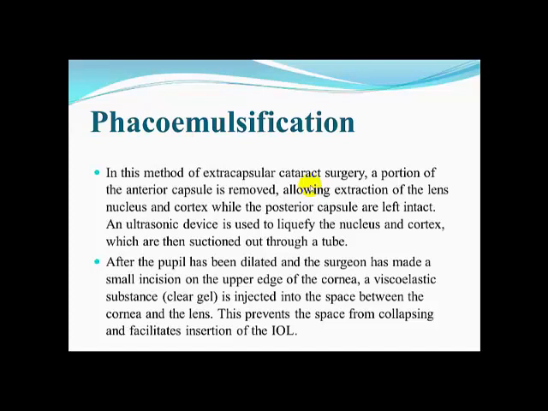through a tube. After the pupil has been dilated and the surgeon has made a small incision on the upper edge of the cornea, a viscoelastic substance, clear gel, is injected into the space between the cornea and the lens. This prevents the space from collapsing and facilitates insertion of the intraocular lens.